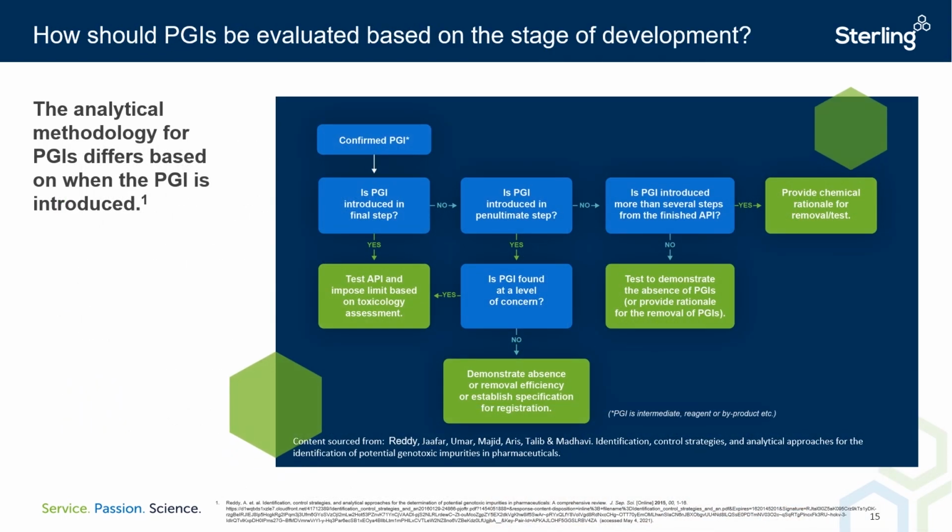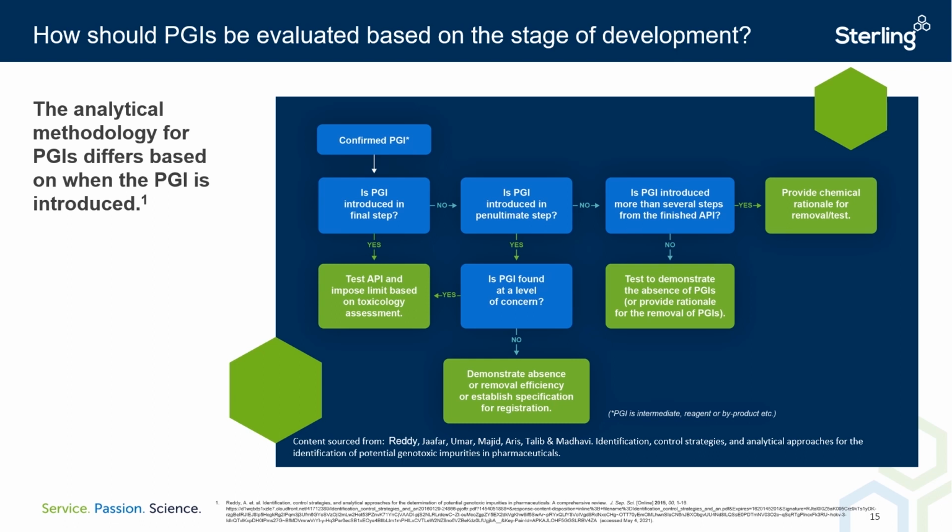To provide a clearer image of what testing approach to leverage at what stage in development, this flowchart developed by Reddy explains some of the rationale for analytical methodology based on when potential genotoxic impurities surface. If the impurity is introduced in the final step, it is critical to test the API itself for the presence of impurities and impose a limit on impurity concentrations. If it is introduced in a penultimate step and found at a level of concern, the same testing approach should be utilized as if introduced in the final step.